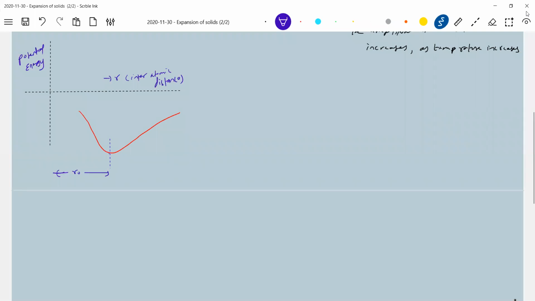And as I increase the temperature, what will happen to the atoms? They start vibrating about the mean position. Do you agree? This is what we were saying earlier. In fact, they are vibrating at a given temperature. So as I increase the temperature, the vibrations will increase. Now look at this. Look at this part of the graph.